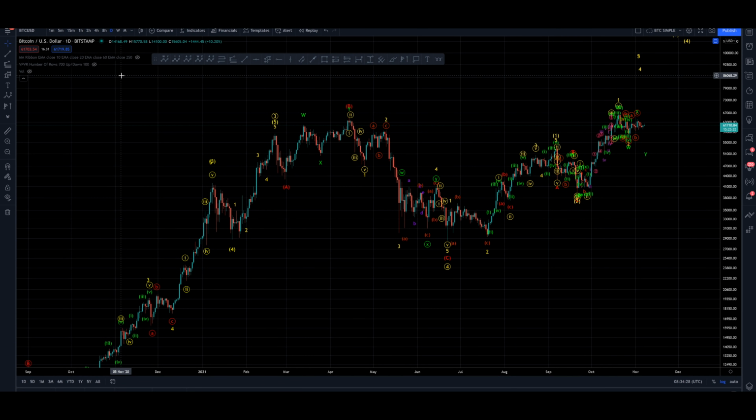Right, for the next few minutes, or for however long it takes, we'll be looking at Bitcoin, and we're going to be looking at both short-term and long-term counts and doing some geometry and some basic analysis, all the usual stuff.